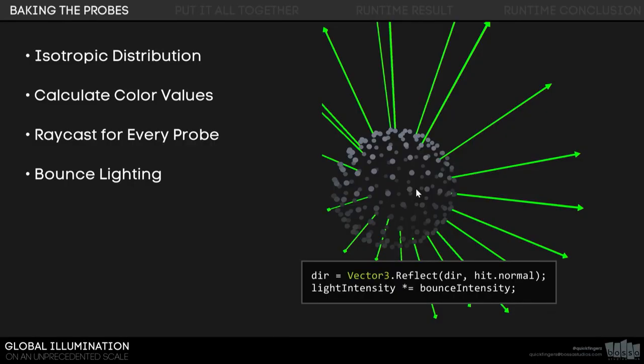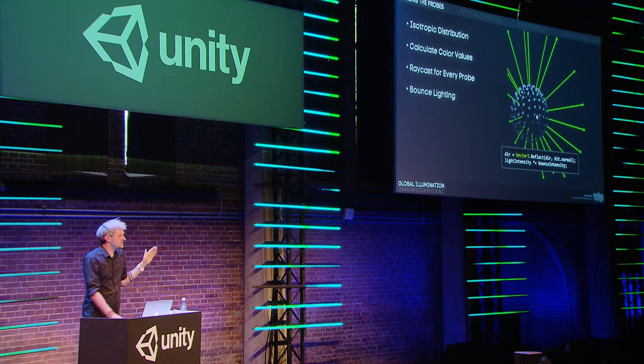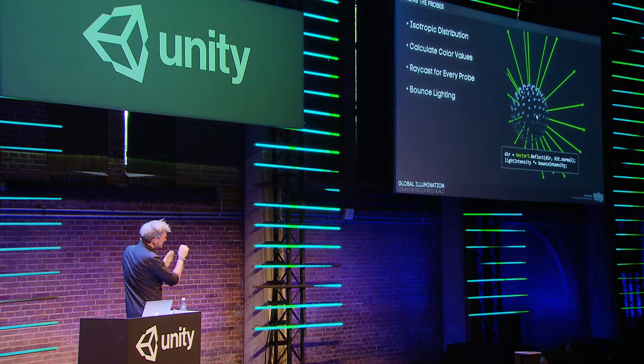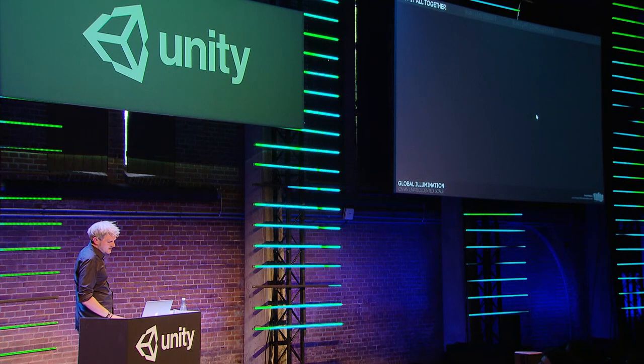And then you can do a bit of bouncing as well. So if you just do like a vector 3 reflect, if that ray hits something, you can then see if that next one will hit something. If it doesn't, you can modulate the light intensity so it's less because it was bounced. And it's not accurate. It's tricky, but it's good tricks. It gave us a close enough approximation.